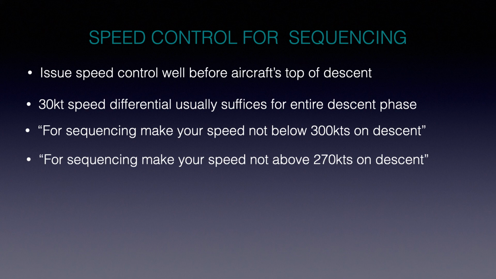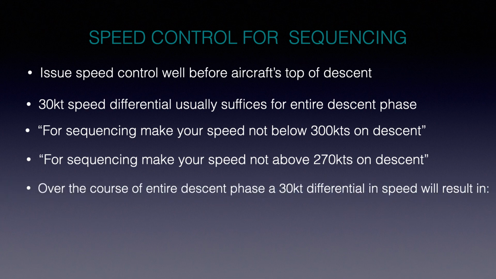I like to make it a little bit, like I said, depends on what's in front of the aircraft, what's behind. I'd probably like to make it about 50 knots, because we talked about over the course of the entire descent, a 30 knot differential in speed will result, for jets, in about 6 nautical miles. And for turboprops, you get about 12 nautical miles.